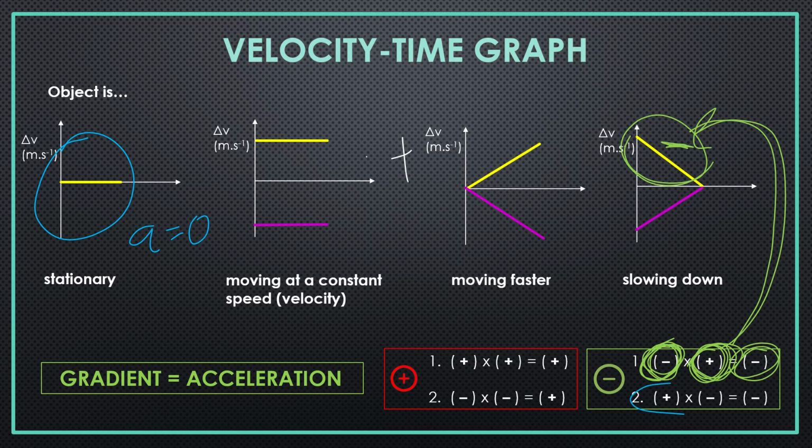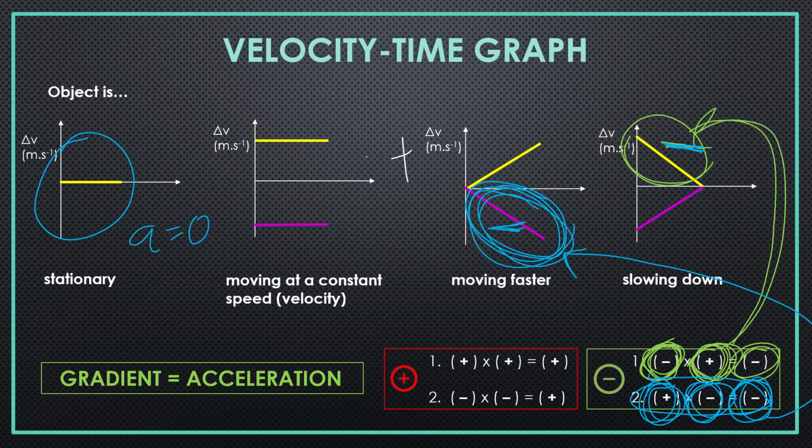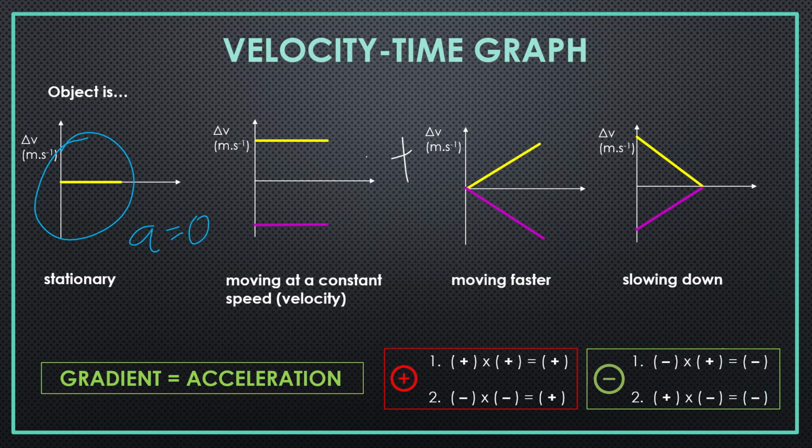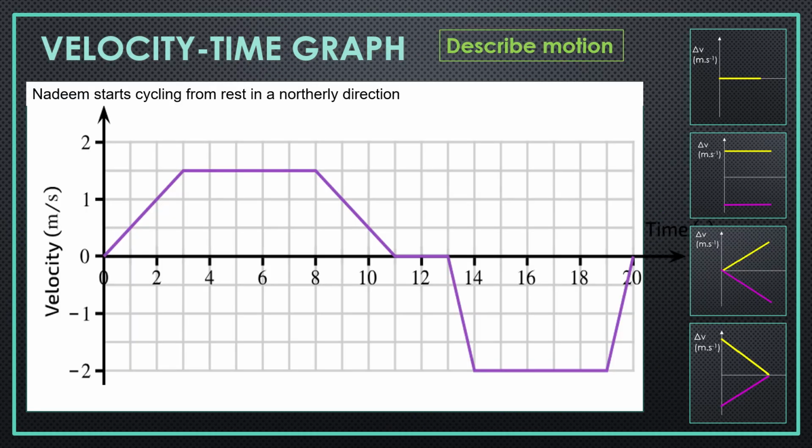But you can also get a negative gradient, this is this one, for going faster in the opposite direction. So negative gradient, negative gradient. A negative gradient doesn't always mean you go slower. Remember, this is also a negative gradient, but it represents an object that is moving faster in the negative direction. Right, so remember the gradient of a velocity time graph represents the acceleration of an object.